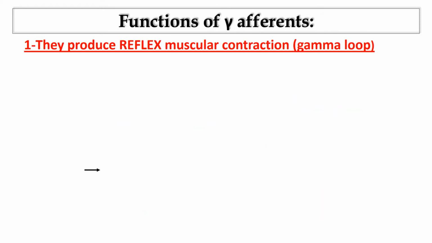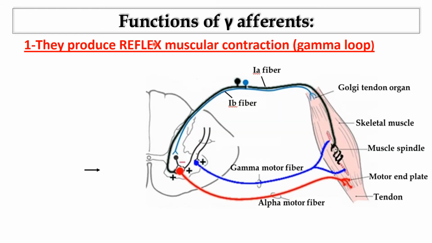Okay. What are the functions of gamma efferents, the motor fibers that supply the peripheral contractile part of the muscle spindle or the nuclear bag or nuclear chain? They produce what we call reflex muscle contraction, or gamma loop. What do we mean by that?